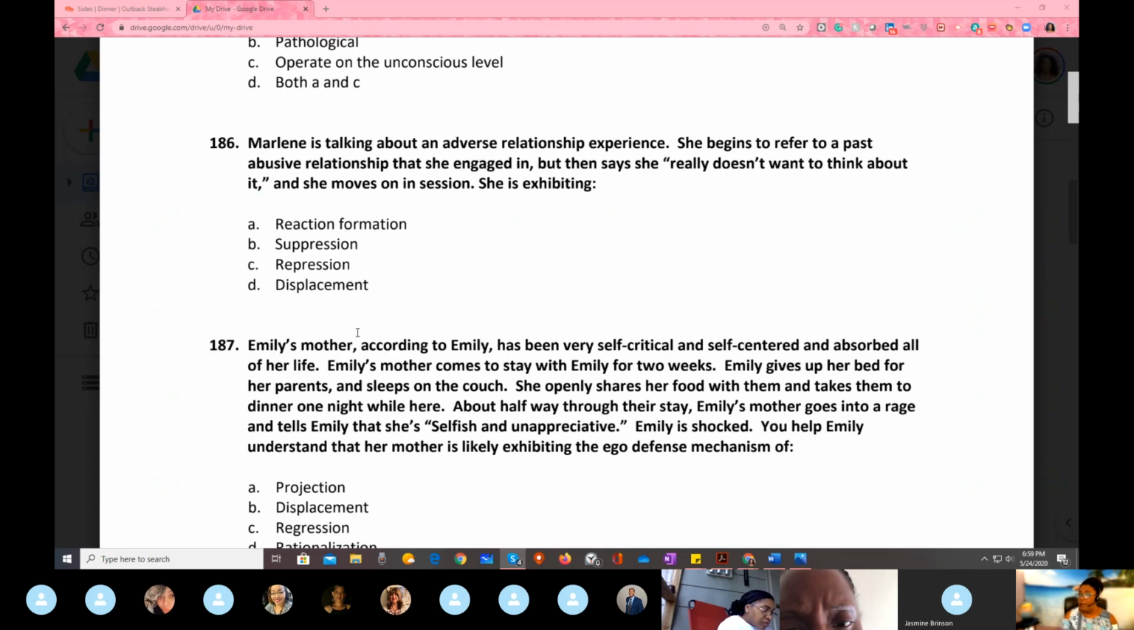Okay, 186. Marlene is talking about an adverse relationship experience. She begins to refer to past abusive relationships that she was engaged in. But then she says she really didn't want to think about it and moves on in the session. She is exhibiting what? She knows about it, but doesn't want to deal with it. That is B, suppression. That's exactly what it looks like on the test, guys. She knows about it, but she's choosing not to deal with it. If she doesn't know about it, then that is simply repression. Or they can't recall it.